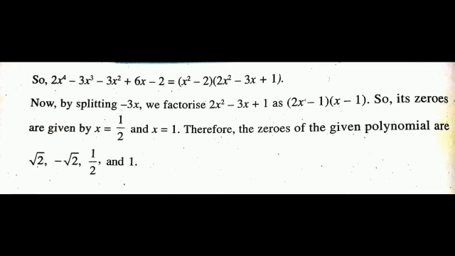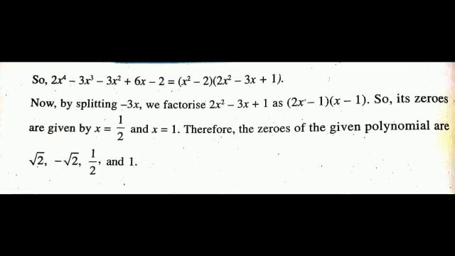Now we can write the given polynomial as the product of x square minus 2 into 2x square minus 3x plus 1. Why can we write this? Because we know dividend is equal to divisor into quotient plus remainder. Since the remainder here is 0, it is equal to divisor into quotient, and divisor is x square minus 2, quotient is 2x square minus 3x plus 1.